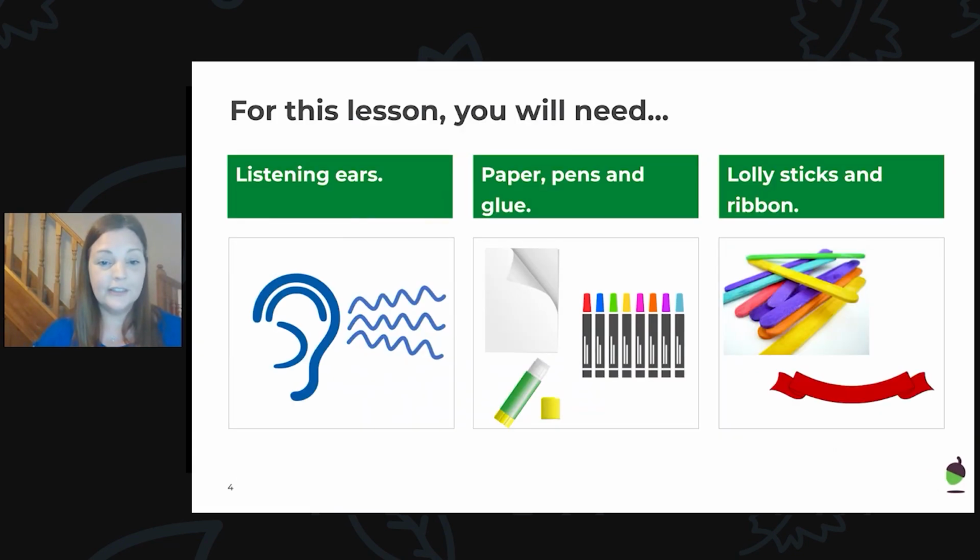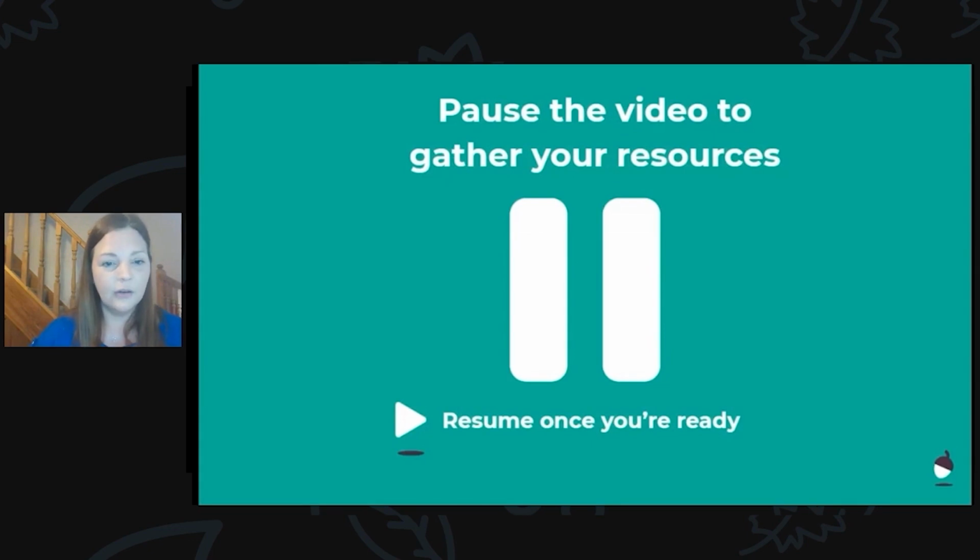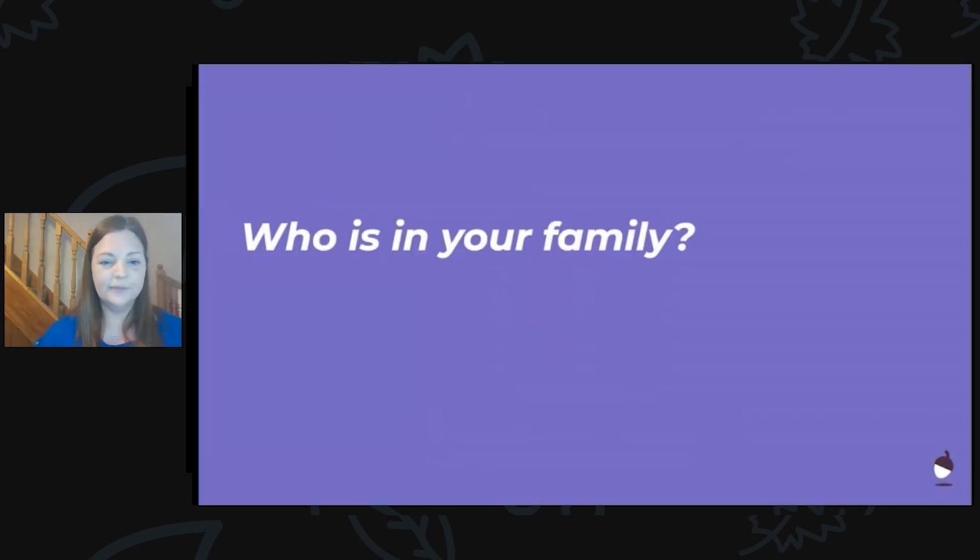So let's get started. For this lesson, you will need your listening ears. Great, you've already got those. You will need some paper, some pens, and some glue. If you don't have pens, no big deal. You could use crayons or pencils. They'll work just as well. You'll need some lolly sticks and some ribbon. Pause the video now and gather your resources. When you're ready, come back and press play. Great to have you back. Now, let's start our lesson.